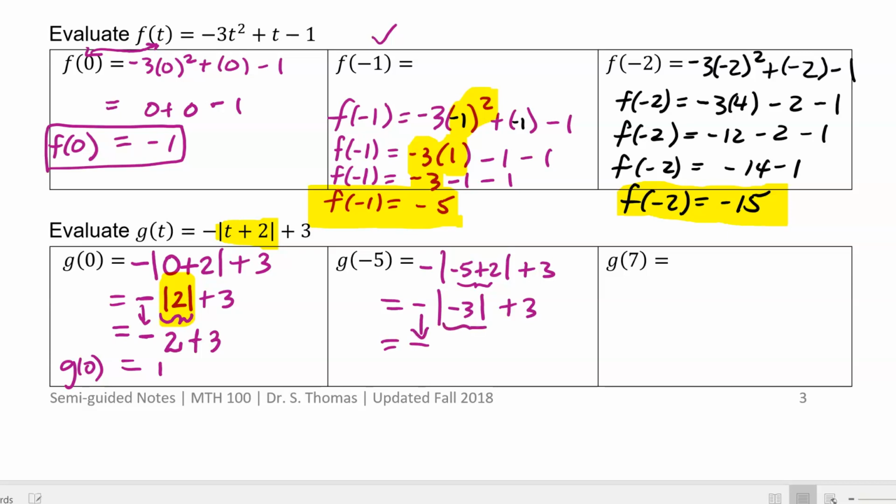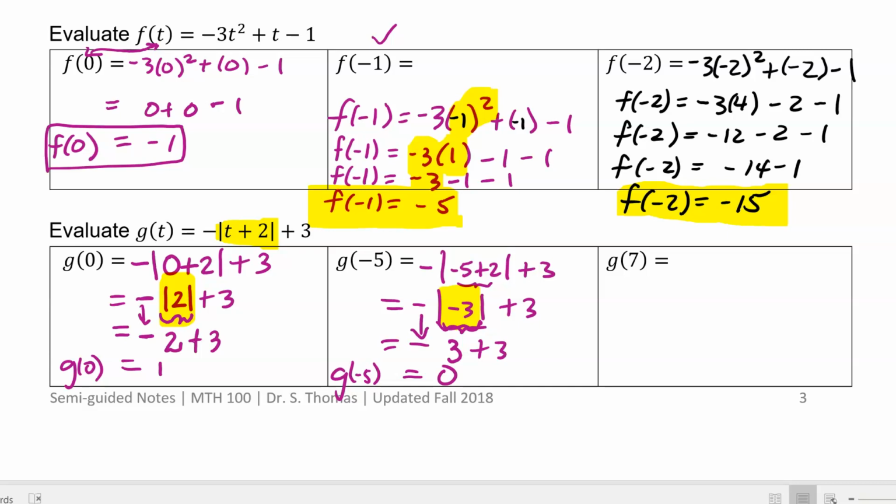But what is the absolute value of negative 3? So what is the distance between negative 3 and 0 on the number line? It is 3, right? So you bring the 3 down because the absolute value of negative 3 is 3. But that negative is on the outside of the absolute value, so it has nothing to do with the absolute value symbol. Plus 3, so that'll be 0. So g of negative 5 equals 0.